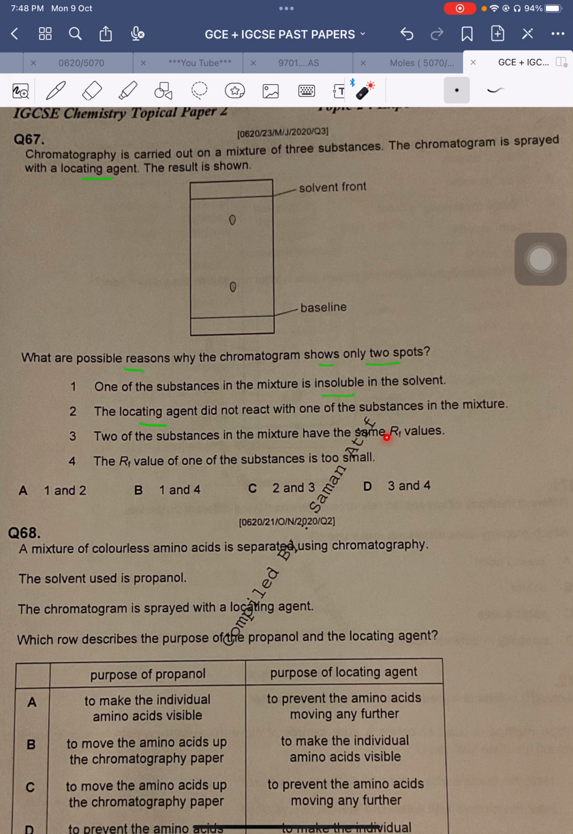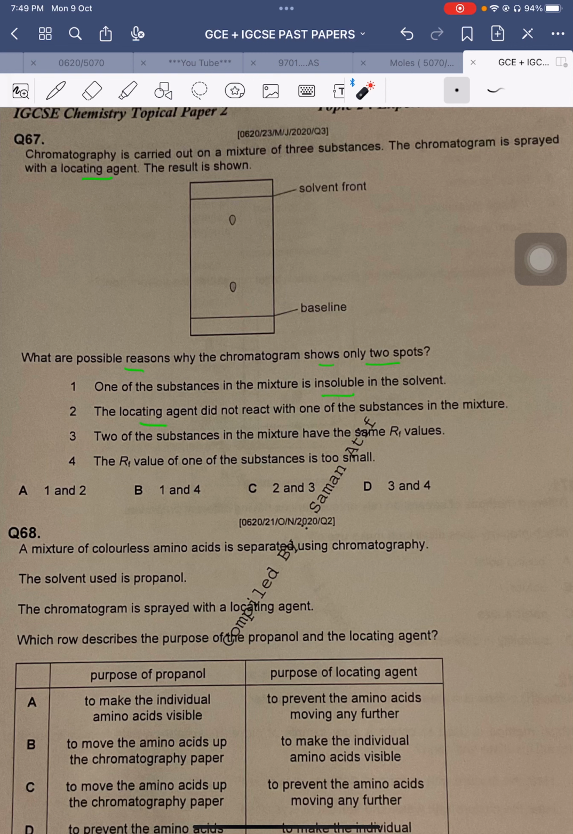Okay. Then, as it is a mixture, it is not possible that they are insoluble in the solvent. They must be soluble. That's why the whole mixture is there. The RF value of one of the substances is too small so it has not traveled. You may say no, it is not the option. If it has traveled a very small distance, even then it will be shown over there. Okay. So what can be the answer?